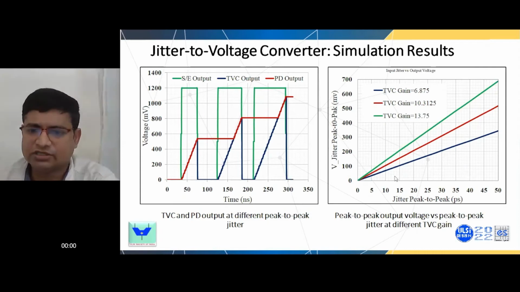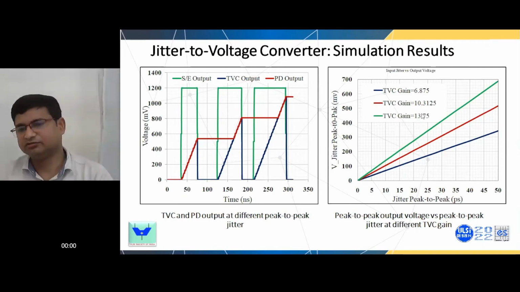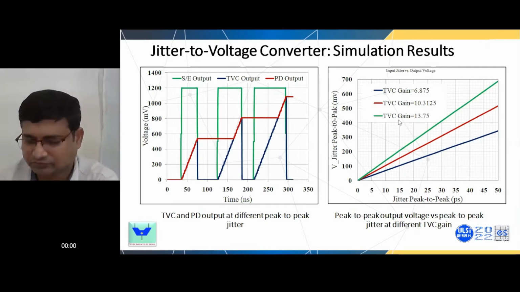So finally, this is the jitter peak-to-peak versus peak-to-peak voltage. It's for different TVC gain. This is useful because for measurement, if the gain of the TVC is more, then it will be easy for us to measure in a higher resolution.